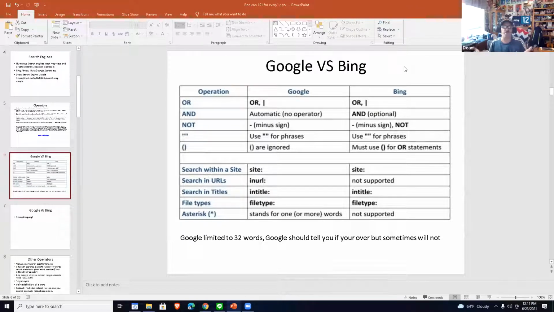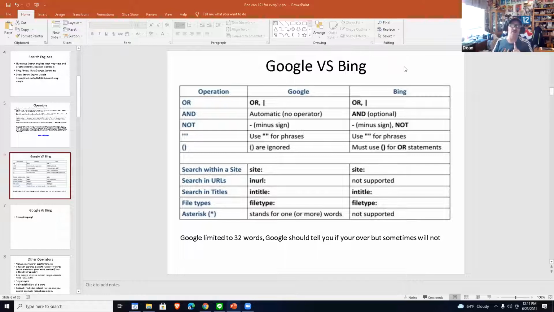The quotes are the same. The brackets are the same. The brackets are ignored in Google, okay, good, but you have to have them in Bing. So why not just use them? If they're ignored in Google, it's not going to change your results. If they're a must in Bing, this way you can use your same strings over and over and over again. The site commands are the same.